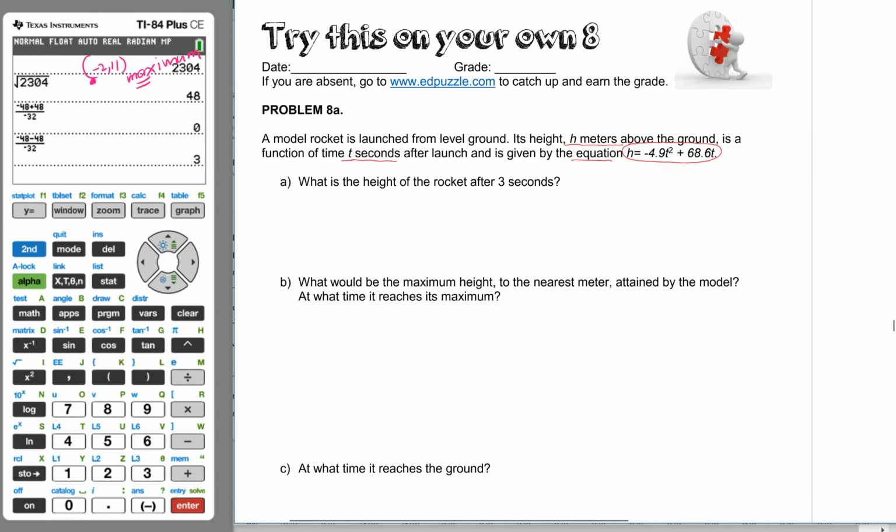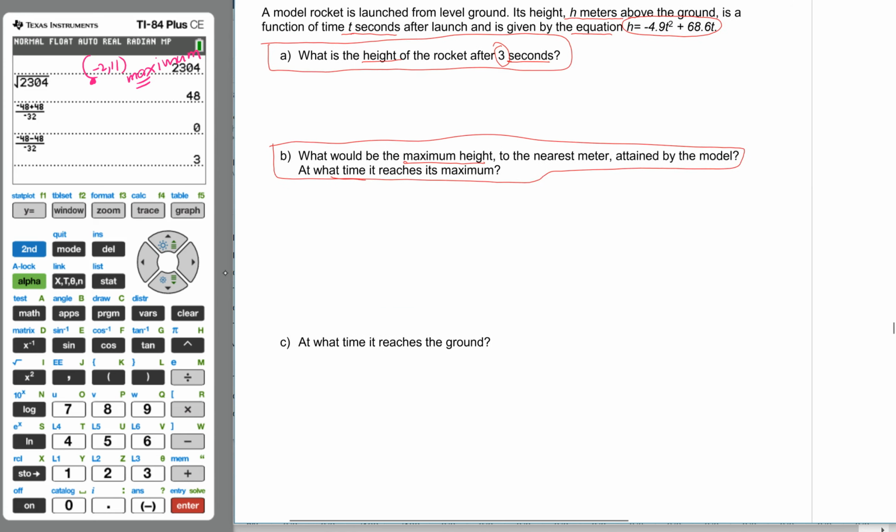Okay, the question is, what is the height of the rocket after 3 seconds? And the second question is, what would be the maximum height to the nearest meter attained by the model? At what time does it reach its maximum? So maximum height and time. And the last question is, at what time does it reach the ground?